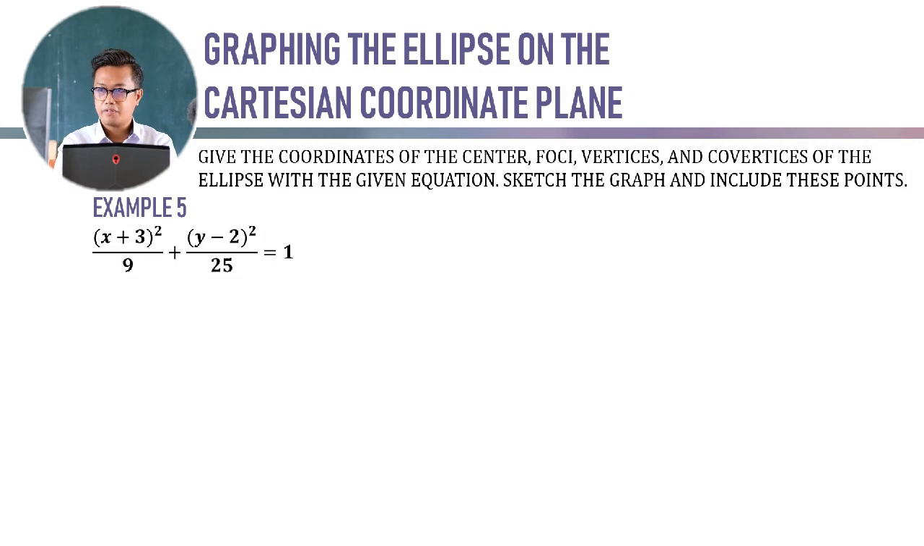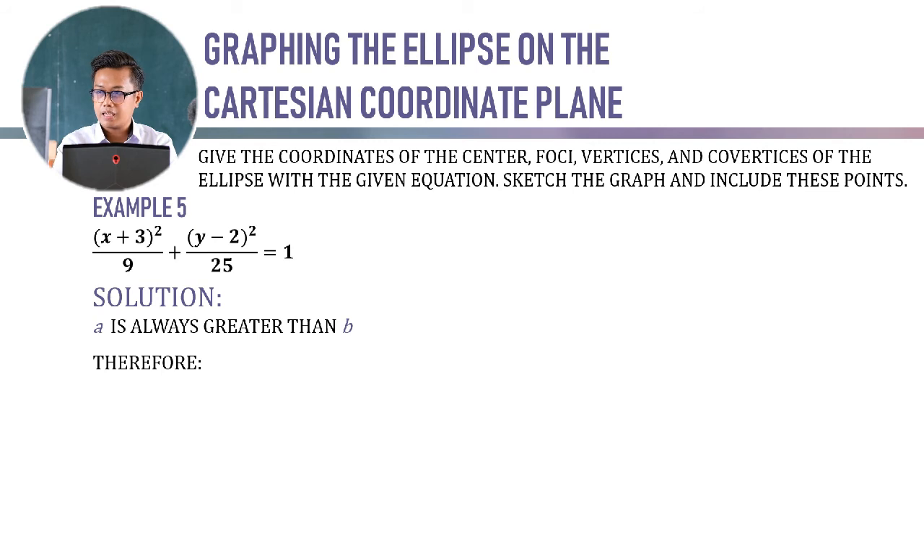Okay, example number 5, we have here x plus 3 squared over 9 plus y minus 2 squared over 25 is equal to 1. Solution. Again, a is always greater than b. So therefore, kay mas greater ang imong 25 compared to your 9, a squared is equal to 25 and b squared is equal to 9. Square root ang 25 kag ang 9, that is equal to 5 and 3 respectively.